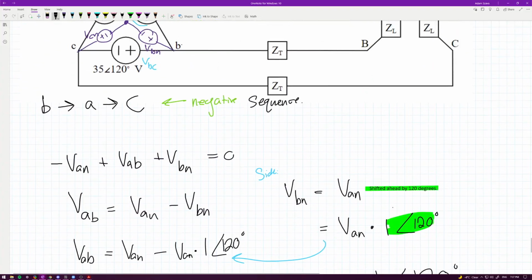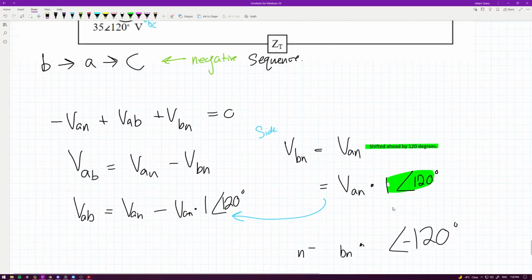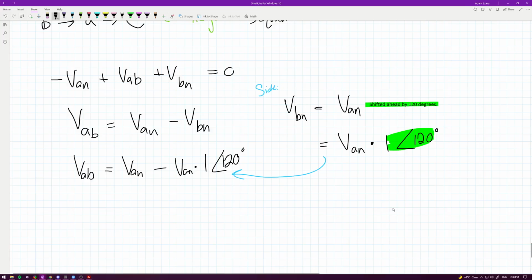Wait, if it was a positive system, you would shift it behind 120 degrees, right? Shifted behind 120. Yep, exactly. All right, exactly right. So I'll erase this so I don't confuse anyone. But yeah, that's the idea. So then now I can do this.